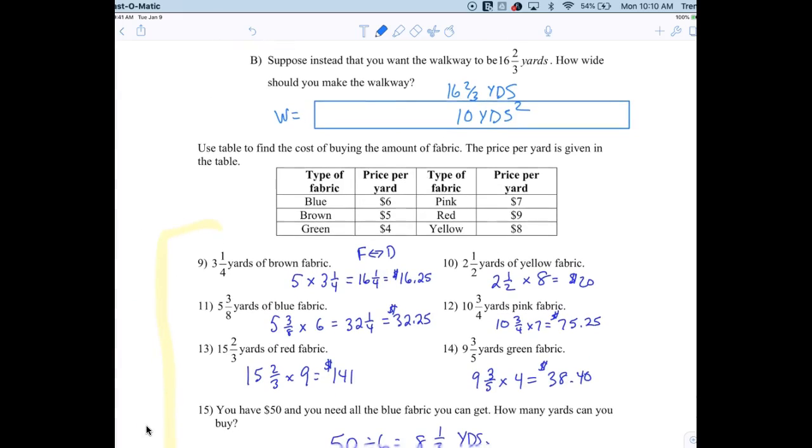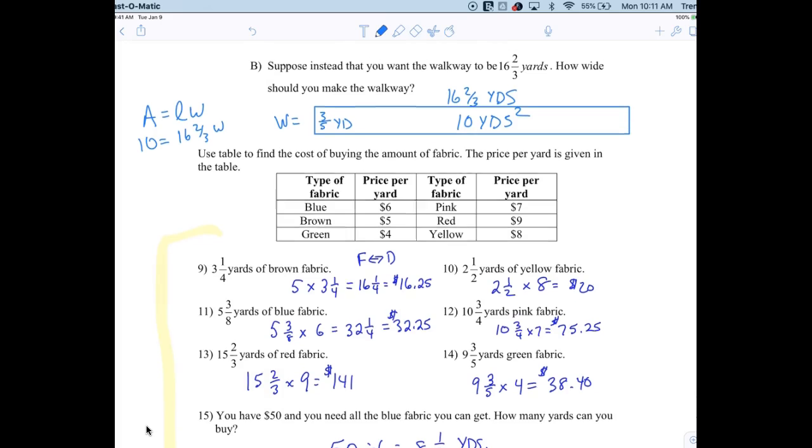Because again, we want to look at this and say area equals length times width, 10 equals 16 and 2/3 times W. So to undo the multiplication, we just divide. So everybody type in 10 divided by 16 and 2/3. Keep your pencil in your hand and get to writing. So how wide is my walkway? 3/5 of a yard.